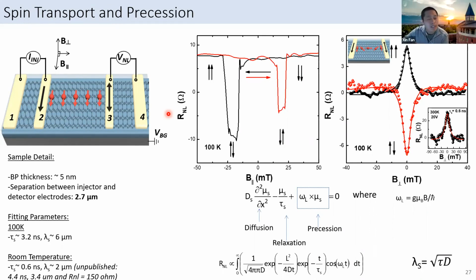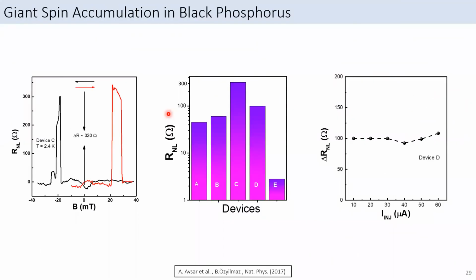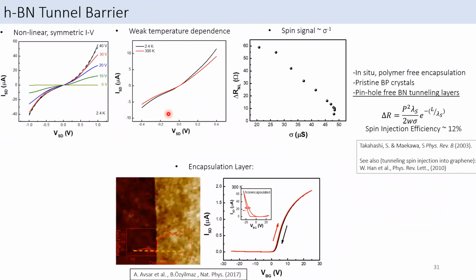And Kirill, please go ahead with your question. Yes, so you mentioned the anisotropy of black phosphorus. Can you say a couple of words about the band structure? Anything noteworthy there, like valleys?